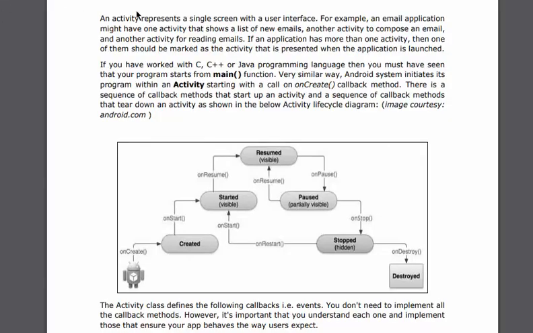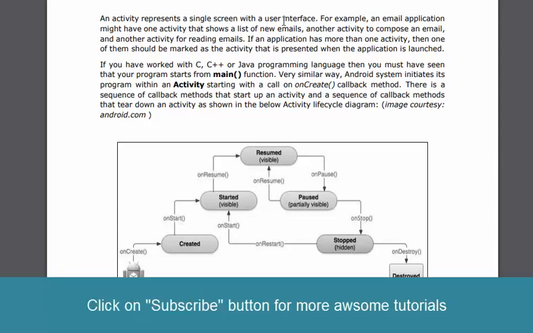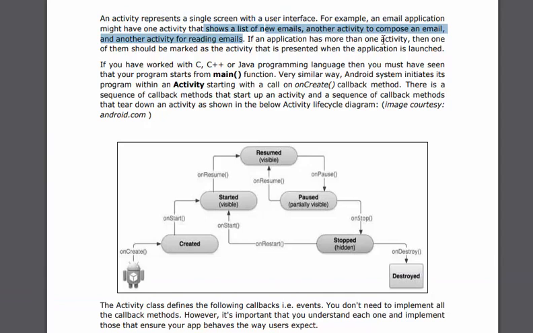Here it tells us an activity represents a single screen with a user interface. For example, an email application might have one activity that shows a list of new emails, another activity to compose an email, and another activity for reading emails. So there are three activities being created. If an application has more than one activity, then one of them should be marked as the activity that is presented when the application is launched. This means one of the three activities must be the starting activity. You can say it must be the driver activity.